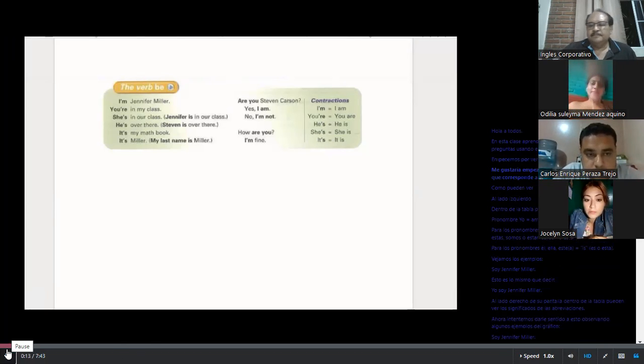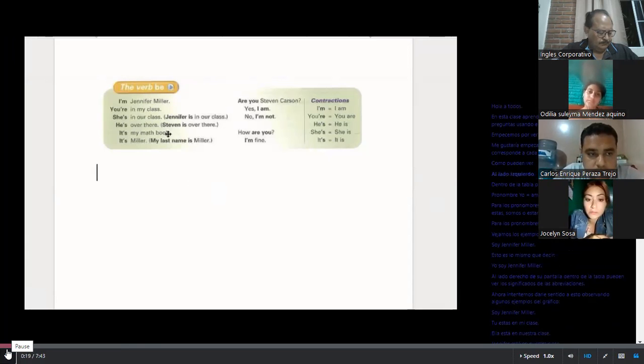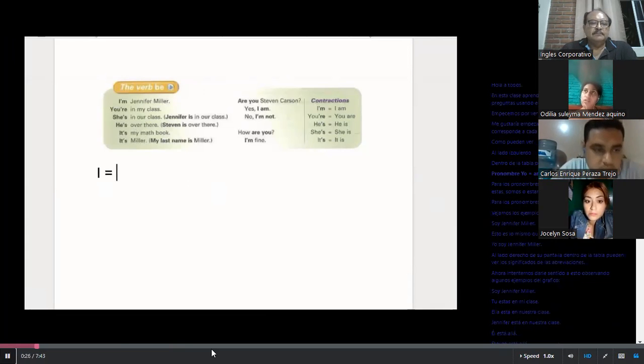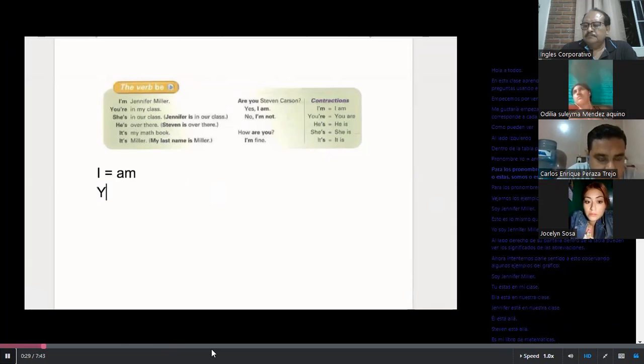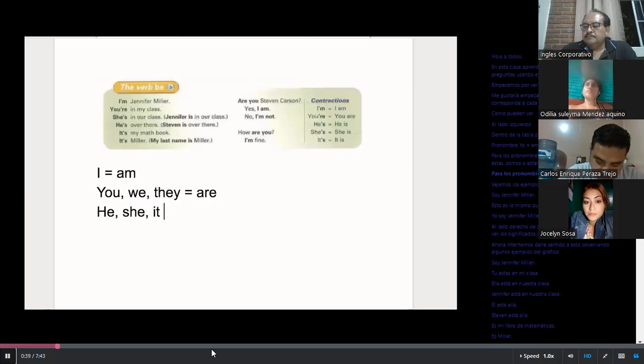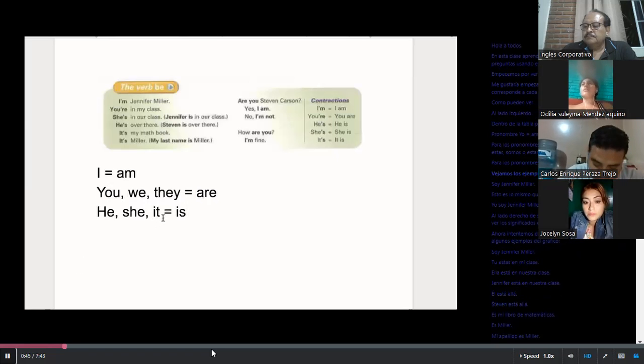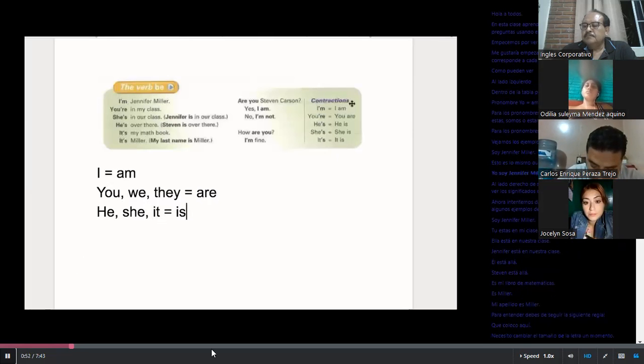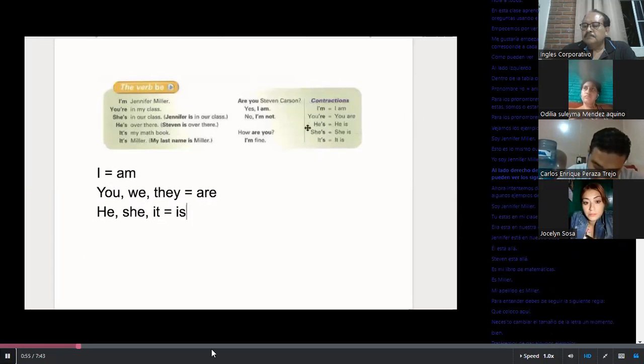Screen. I would like to start by explaining the verb to be, which corresponds to each pronoun. As you can see, towards the left hand side of the chart, you can see the pronoun I, that will be equals to am. For the pronouns you, we, and they, you're going to use are. And for the pronouns he, she, and it, then we're going to use is. So if we look at the examples, I'm Jennifer Miller. This is the same thing as saying I am Jennifer Miller. You can see the meaning of those contractions towards the right-hand side of the screen.